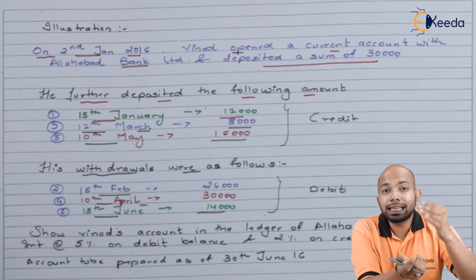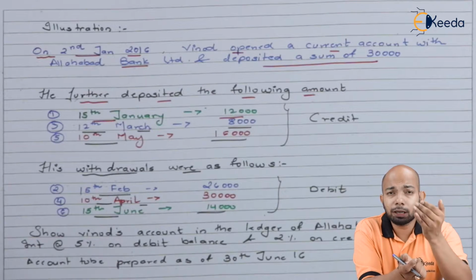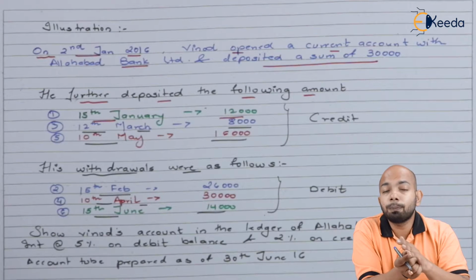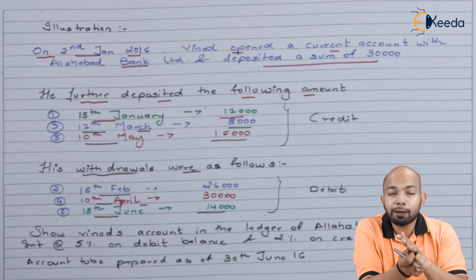That means adding up the credit transaction, and then if there is any subtraction, that means withdrawal or debit from that balance, then it has to be adjusted accordingly. You'll understand when we go ahead with the problem solving of this illustration. However, let's go further with the details that have been mentioned down here.